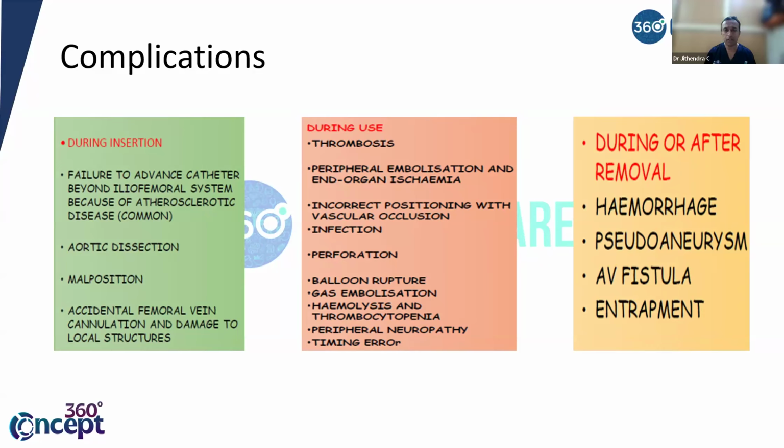Peripheral neuropathy can happen, and timing error. I told you when you're using it, timing error can happen anytime. So always check. How do you check? You put the patient, if he's on 1:1, change to 1:2, check the timing, and again change back to 1:1.